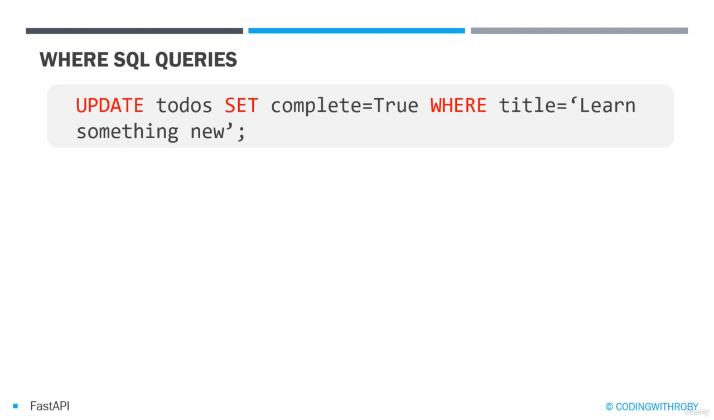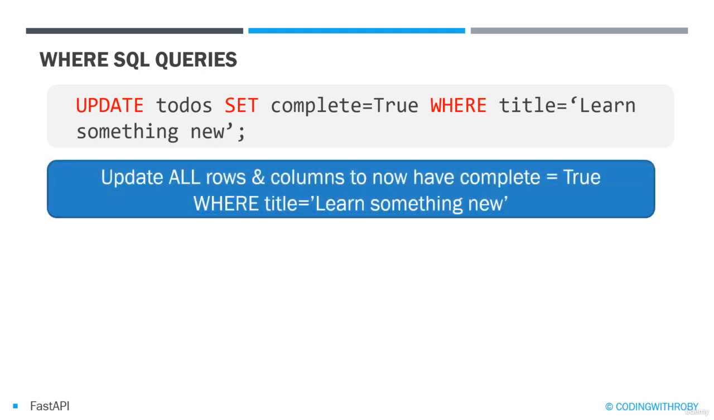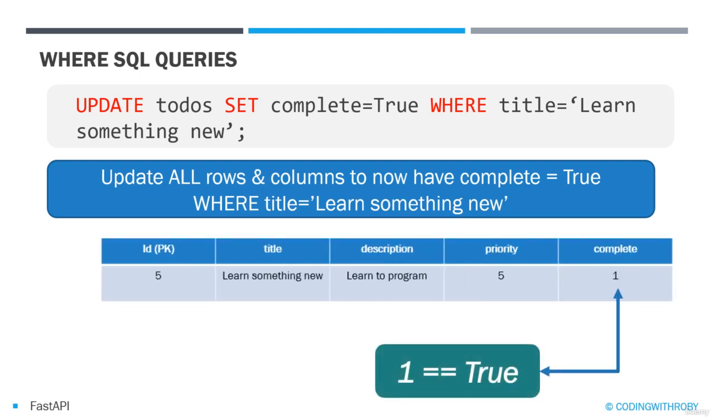For example, we could say update to-dos set complete to equal to true, where title is equal to learn something new. This will essentially update all rows and columns to now have complete equal to true, where title is equal to learn something new. This will work and modify the record where the title is learn something new. However, the issue with this approach is that there could be more than one title that says learn something new, and that means nothing is unique. So if you want to use this approach, always remember that the title is not a unique name. Therefore, we could be changing multiple records to true.